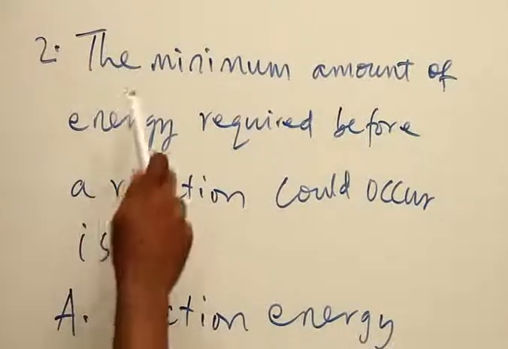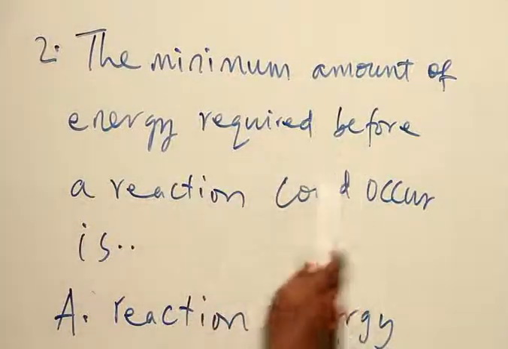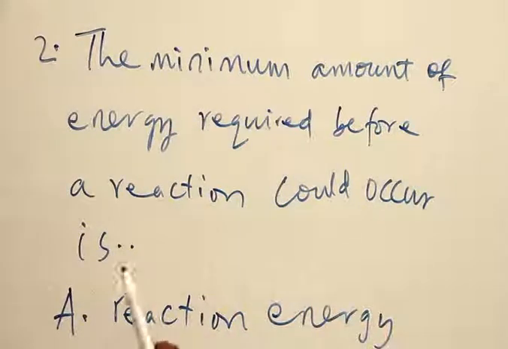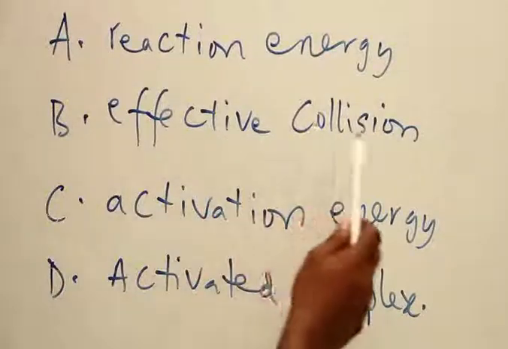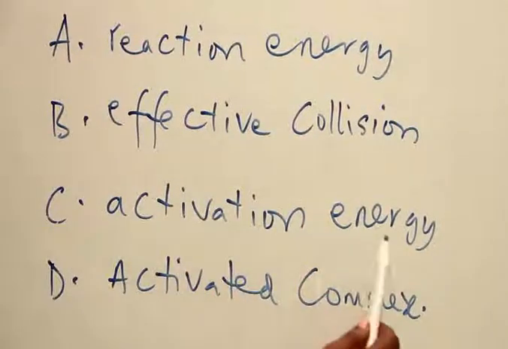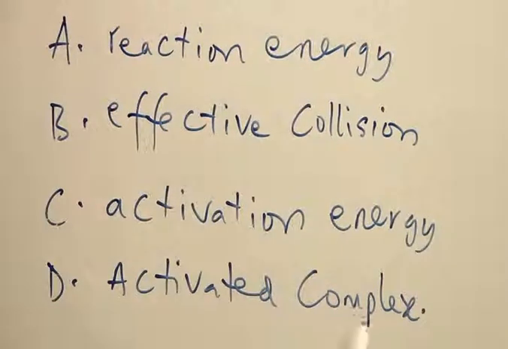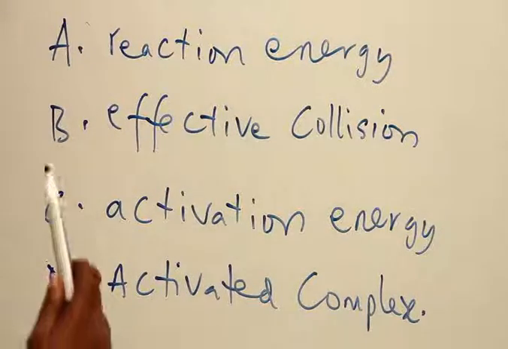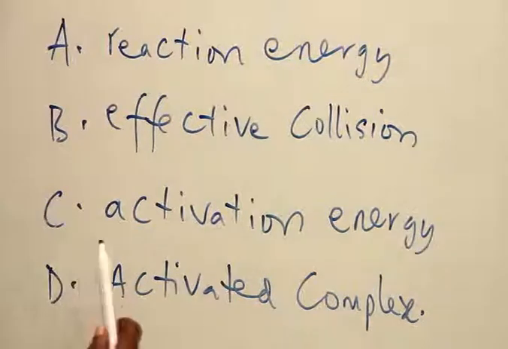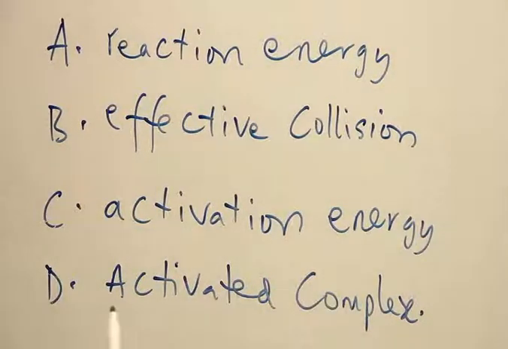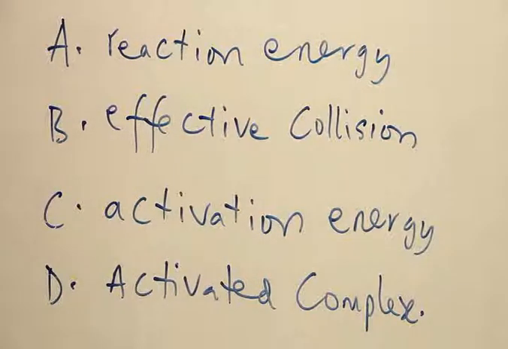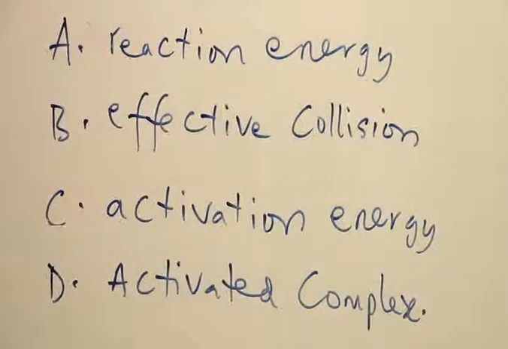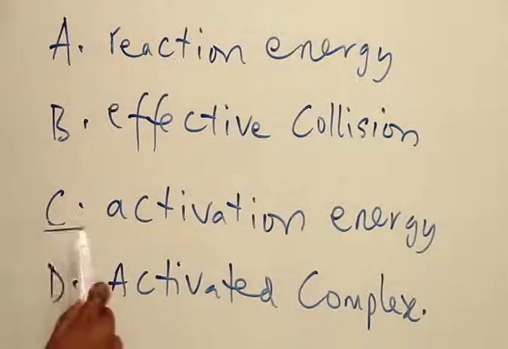Number 2, the minimum amount of energy required before a reaction could occur is A. Reaction energy, B. Effective collision, C. Activation energy, D. Activated complex. The correct answer is option C, activation energy, because activation energy is the minimum amount of energy or energy barrier that must be overcome for a reaction to occur. Hence, the correct answer is option C.